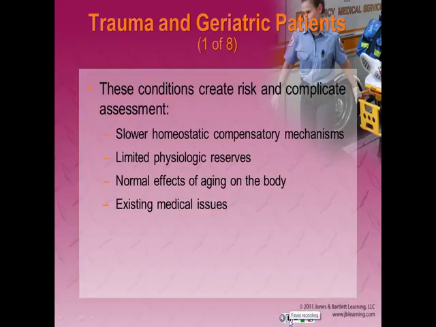In general, the risk of serious injury or death is more common in elderly patients who experience trauma than in younger patients. These conditions create risk and complicate the assessment of the geriatric patient. Some of the things that we see that cause this are slower homeostatic compensatory mechanisms, limited physiologic reserves, and the normal effects of aging on the body, as well as pre-existing medical conditions.